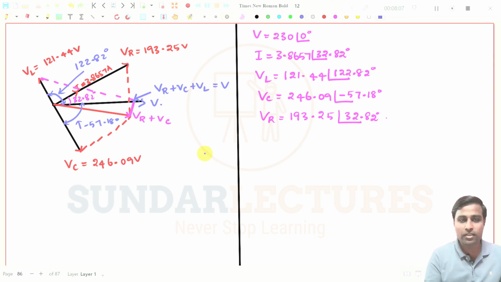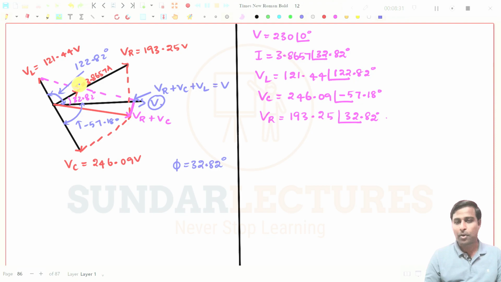So what is this one? This one is nothing but total V, and this one is the I phasor. And what is the angle between I and V? That is nothing but 32.82 degree. So obviously phi will be equal to 32.82 degree, and this angle is leading now. The current angle is leading. See, this is the I and this is the V, and the current is leading here. So the angle, 32.82 degree, is a positive angle, right? So we have got everything with the help of phasor diagrams, right?